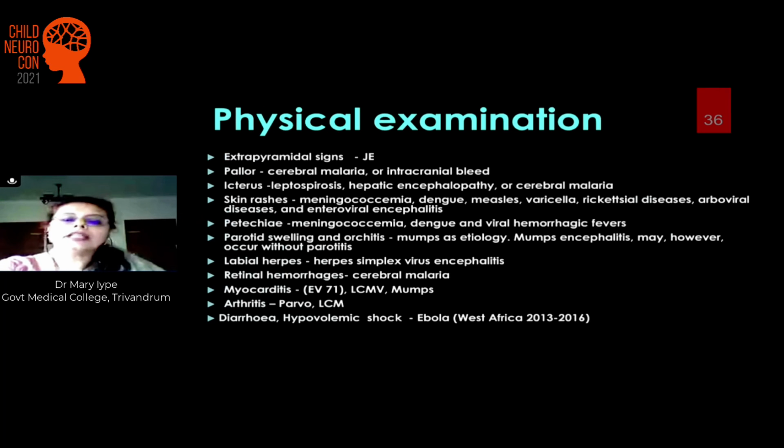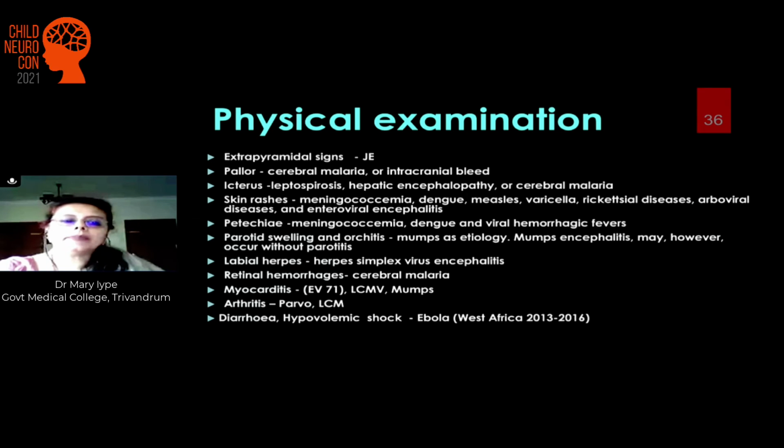The physical examination is very important. You look for extrapyramidal signs that will point to Japanese encephalitis, pallor for cerebral malaria or intracranial bleed. Icterus pointing to leptospirosis, hepatic encephalopathy or cerebral malaria. Skin rashes, petechiae, parotid swelling and otitis as in mumps. Labial herpes, retinal hemorrhages as in cerebral malaria. Myocarditis, which could point to EV71, arthritis in parvovirus and lymphocytic meningitis, diarrhea, hypovolemic shock and Ebola.